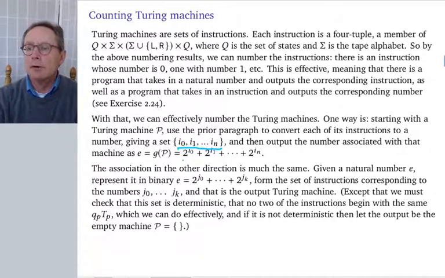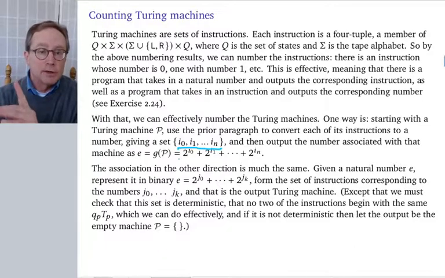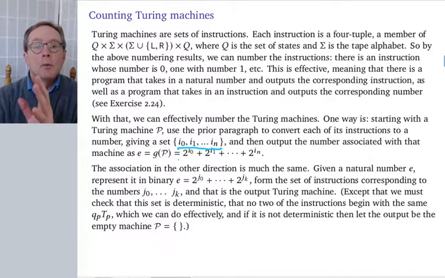Okay? All right, so that goes one way. That goes from the Turing machine to the number. Can you go the other way? And it does it effectively. You can do it with a computer program. What about the other way? Can you go from a number to a Turing machine?